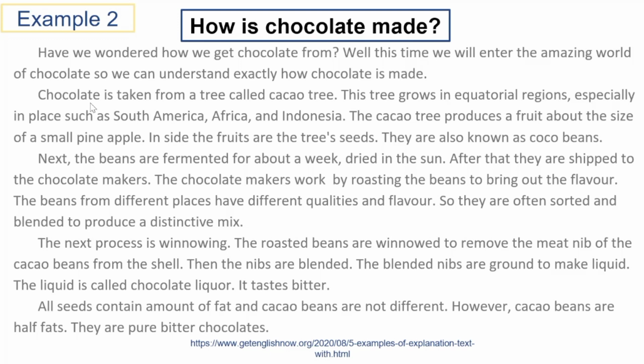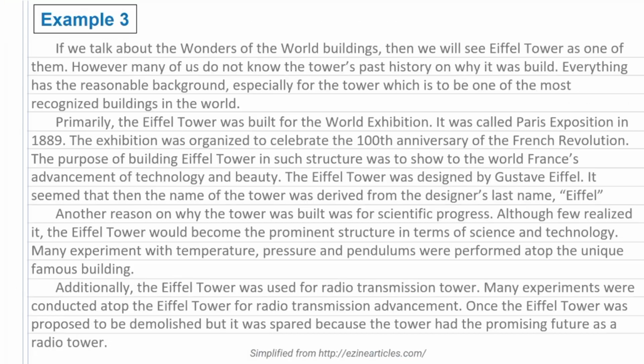Firstly, chocolate is taken from a tree called the cocoa tree. Okay, so this is the first step, the first explanation. And then next, the beans are fermented for about a week. The next process is winnowing. It's really good if we have transition words here, because transition words help readers understand the text easily and clearly. Yes, next, the next process. Okay, so this is the second example. And now let's look at the third example.